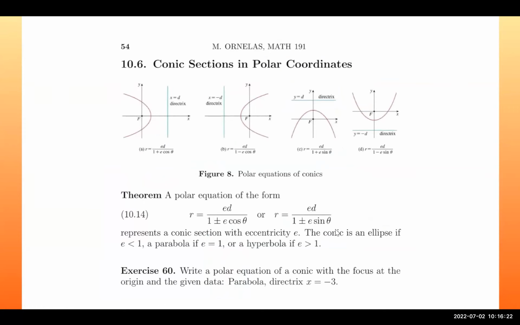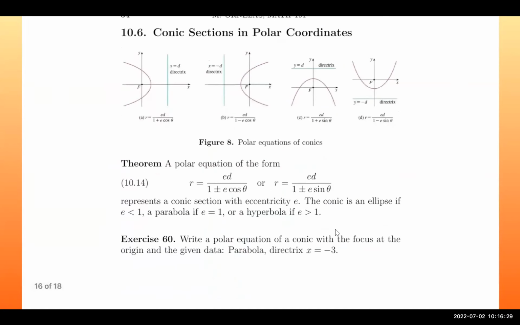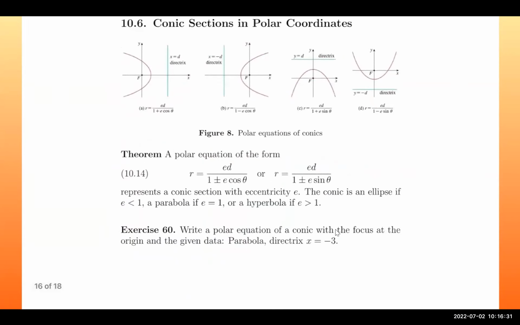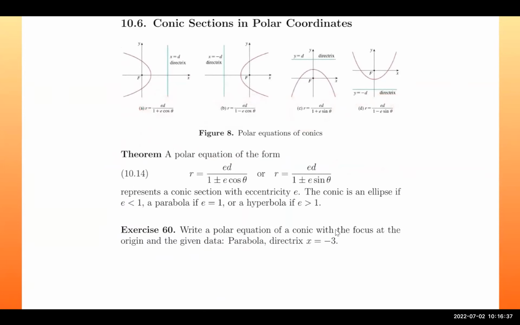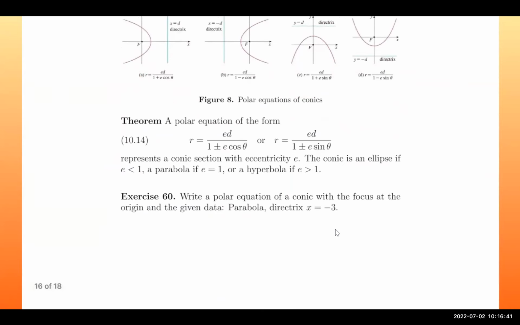This is section 10.6, conic sections and polar coordinates. So we're continuing with conic sections, but this time we're using polar coordinates instead of Cartesian coordinates. Once again, there'll be 4 cases, and these are what the equations are going to look like: this one, this one, this one, or this one, depending on which direction the parabola or the ellipse opens, or the hyperbola.